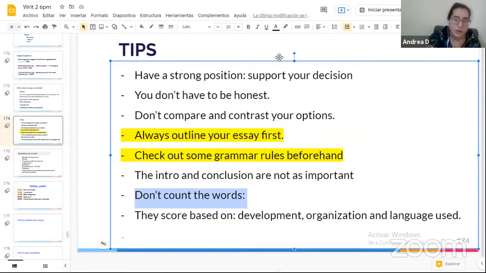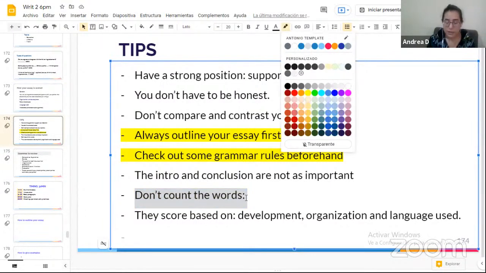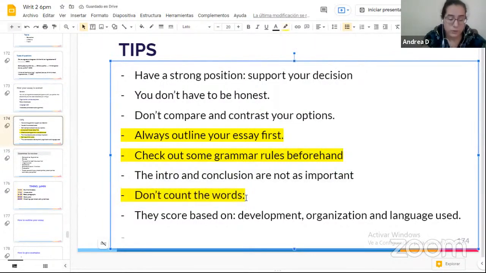Now, please don't count the words. And I'm sure you guys are going to ask me how many words should I write. So according to the TOEFL, the ideal number of words would be from 250 to 300. So that would be like the ideal number of words. But of course, you can have more, you can have less. There's no word limit, word requirement.